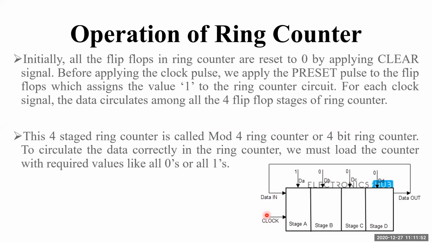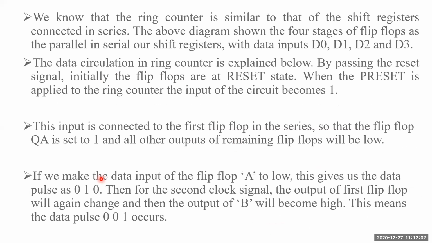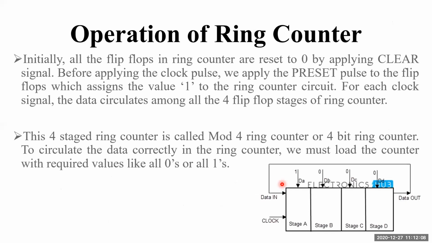The counting starts only on the application of the clock. We have not applied the clocking pulse. This happens before the application of the clocking pulse. Okay, so see now, if we make the data input of flip-flop A low, since the output of the last flip-flop is becoming the input to the first flip-flop, the output of the last flip-flop is what? After presetting, it is 0.